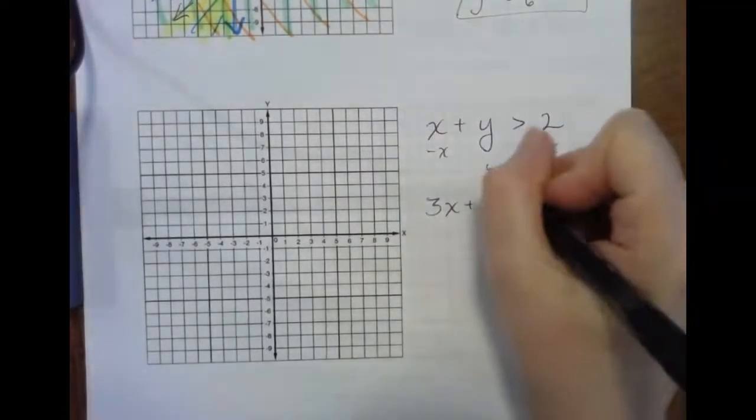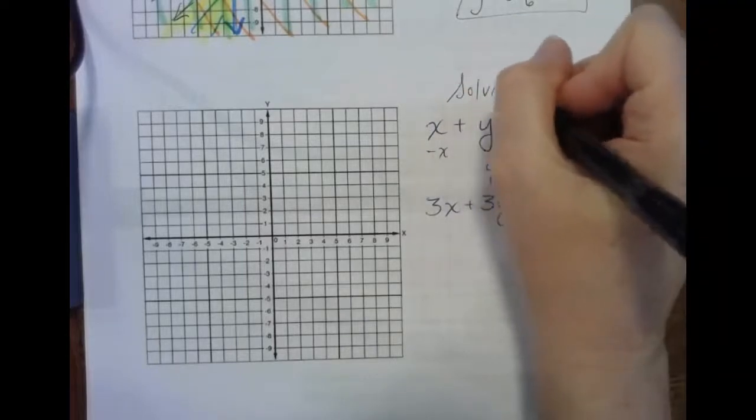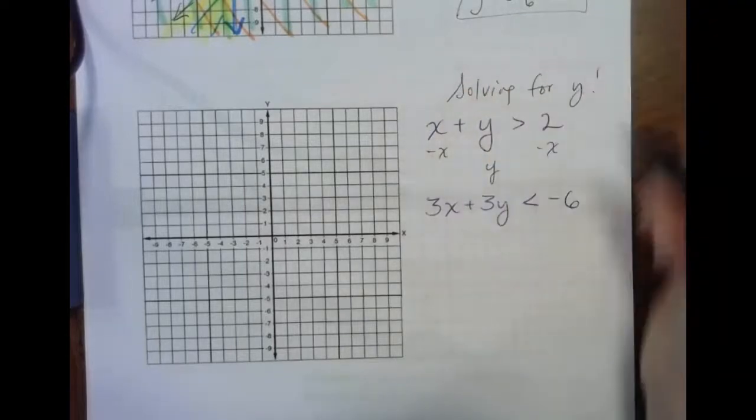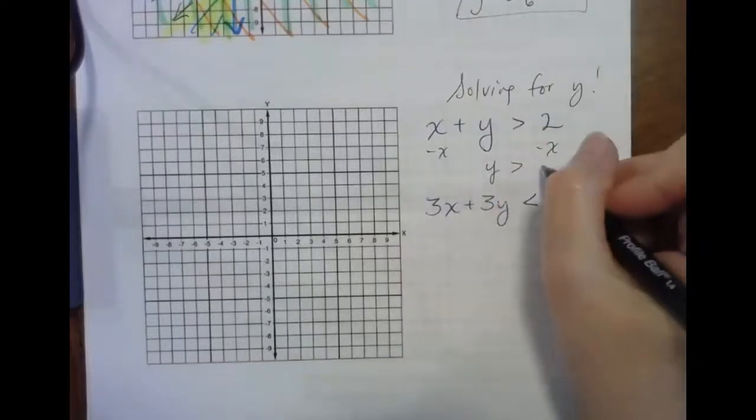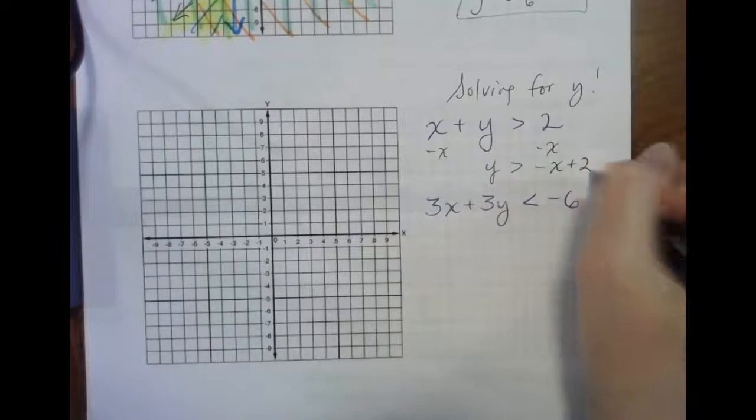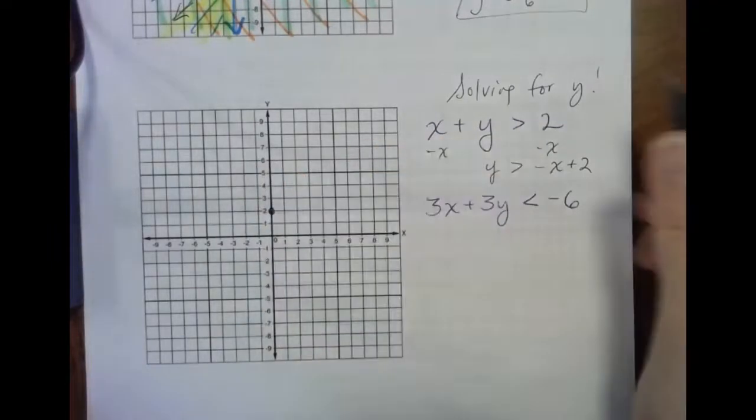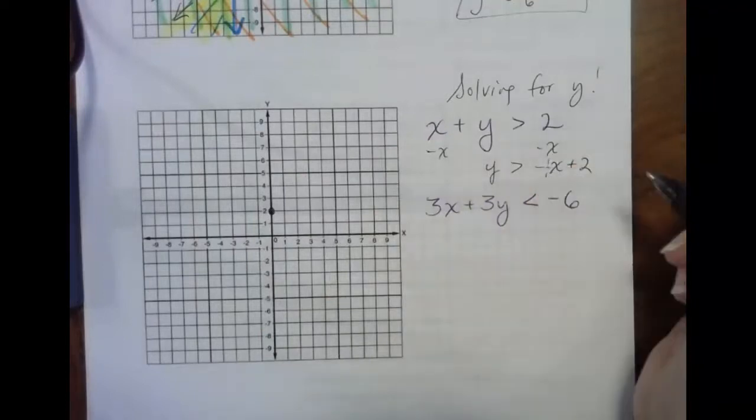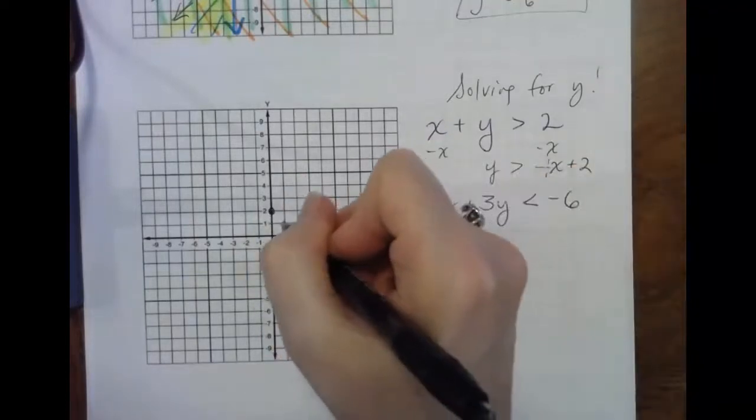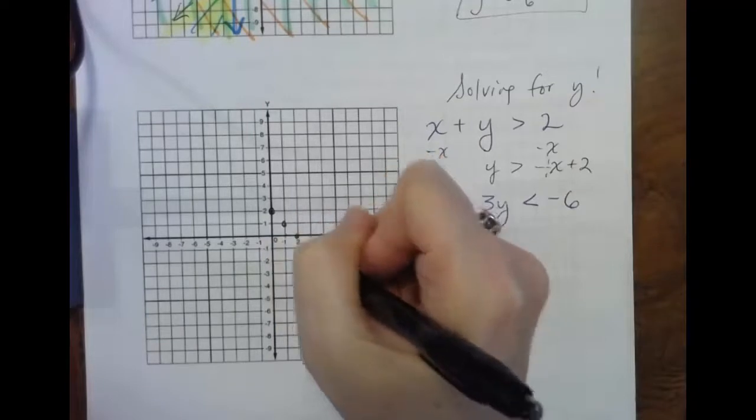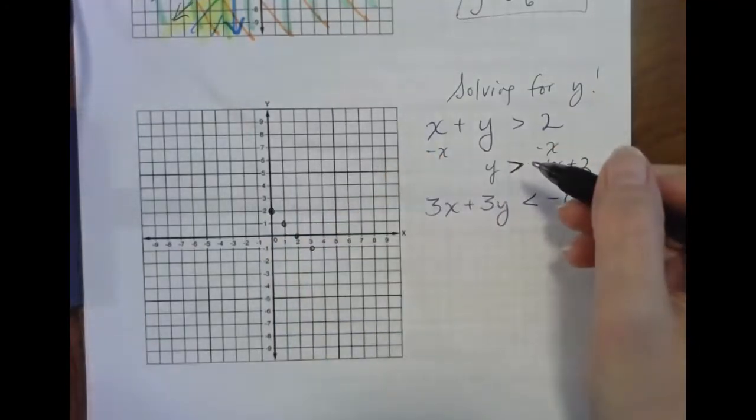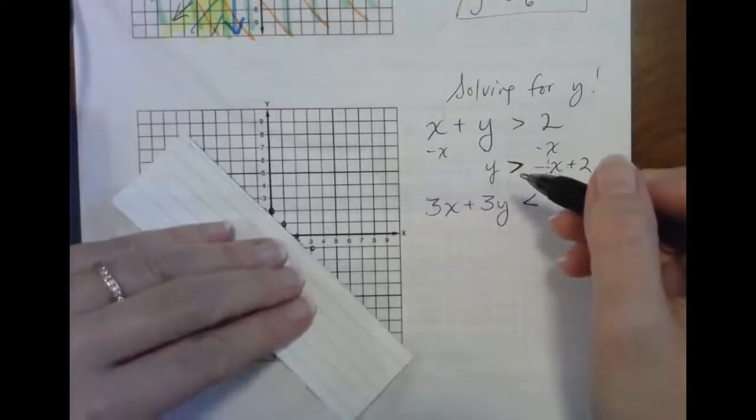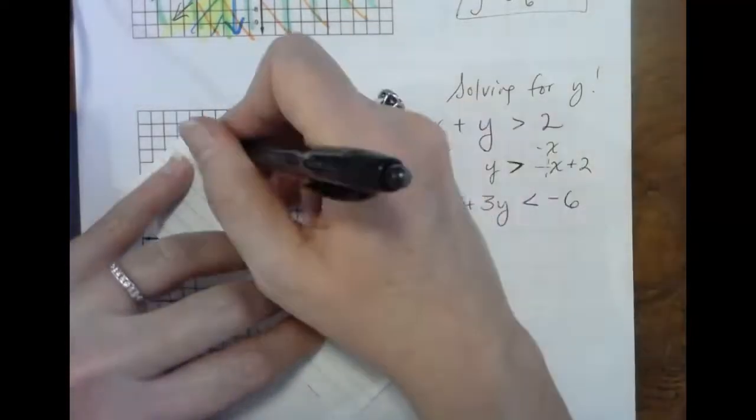-x. What are we doing here? We are solving for y. We want to solve for y to get it in slope-intercept form. Y is greater than negative x plus 2. This one's simple to graph. Y-intercept at 2, a slope of negative 1, down 1 over 1, down 1 over 1, down 1 over 1. This graph will be broken because it is strictly greater than.